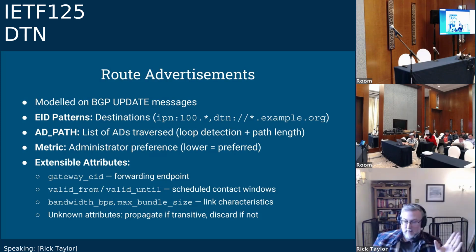Extensible attributes straight out of BGP. Things which get stripped hop by hop, things which maintain, all the kind of valid stuff in here. There's a bit of TVR has crept in, so valid from, valid until. So you've got contact windows as well as forwarding, so you can advertise a future contact and do your scheduling that way.